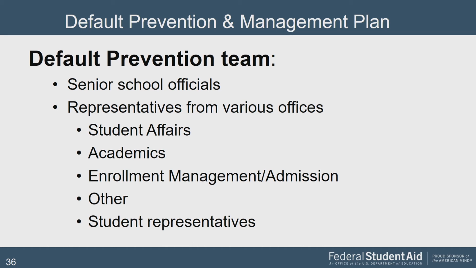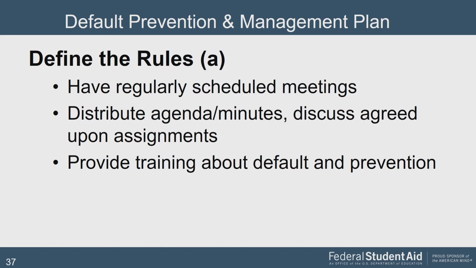The registrar, the admissions folks, as I said, enrollment management team. And of course, it's not effective if you don't have regularly scheduled meetings. Everybody has Outlook now. Just send out an Outlook invite for the next 6 months to a year, and come up with assignments and duties and agendas. Provide training about cohort default rate. This is where the financial aid administrator can be very resourceful.